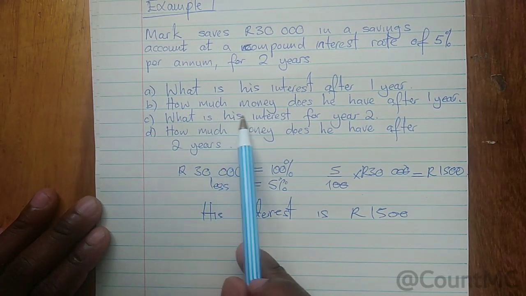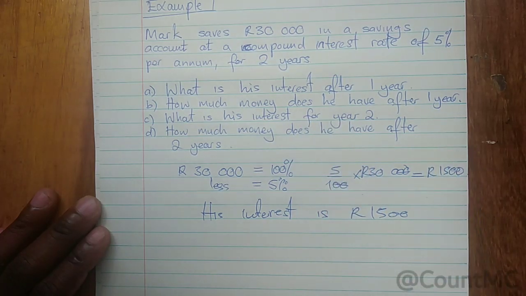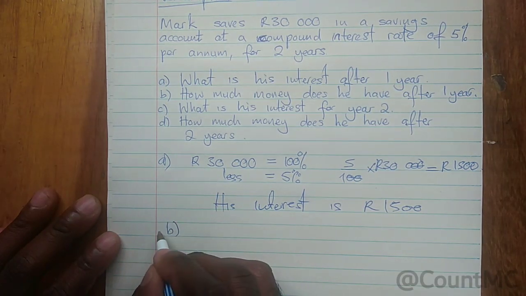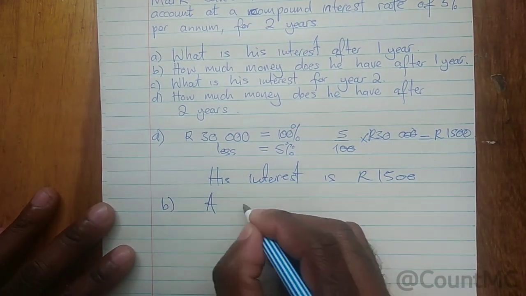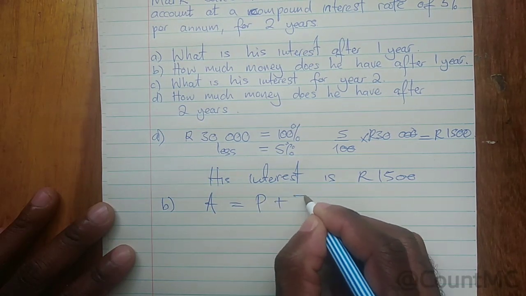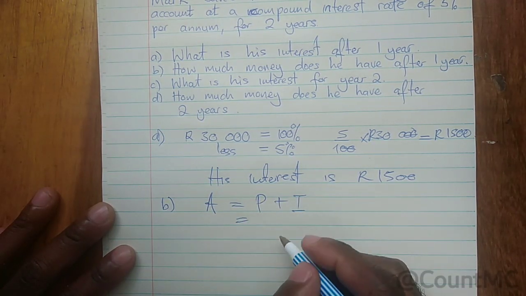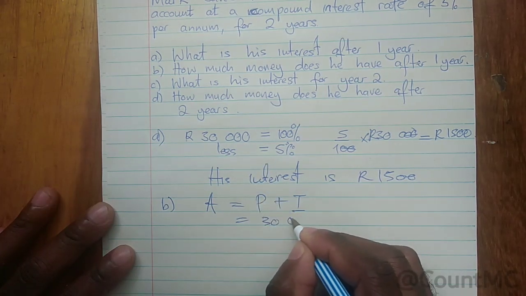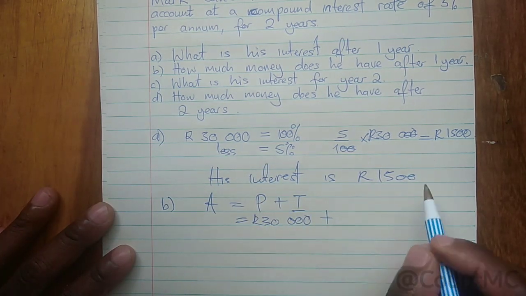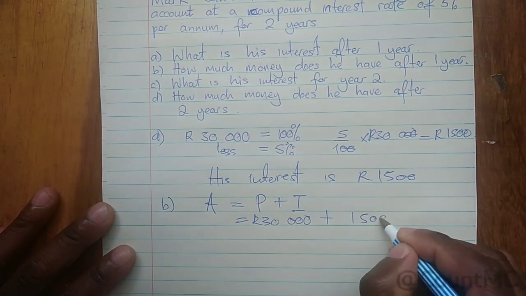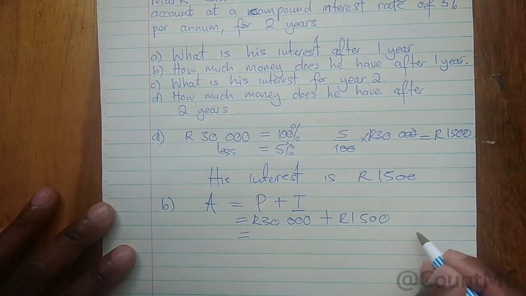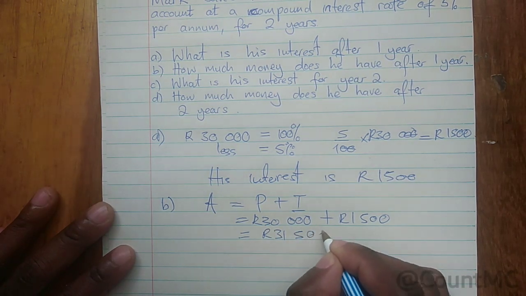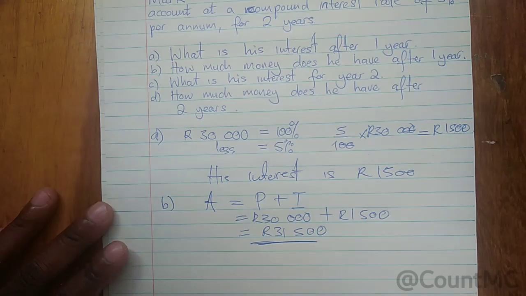Part B. How much money does he have after 1 year? So after 1 year, we say amount is equal to principal plus interest. Principal, Mark deposited 30,000 rands, plus interest 1,500. So the amount he has is 31,500. This is the amount he has after 1 year.